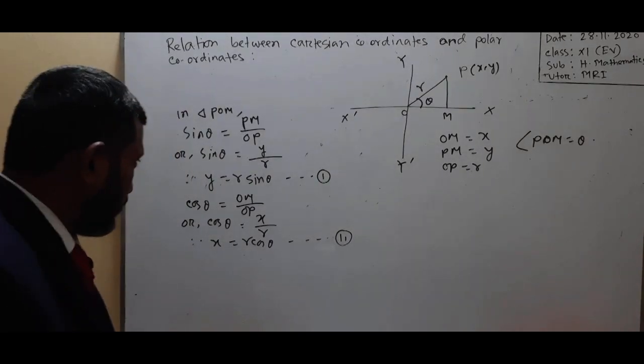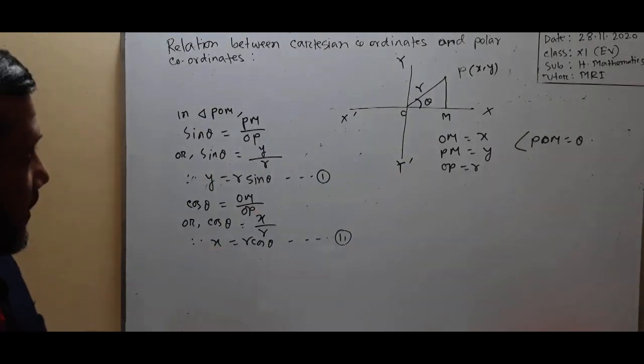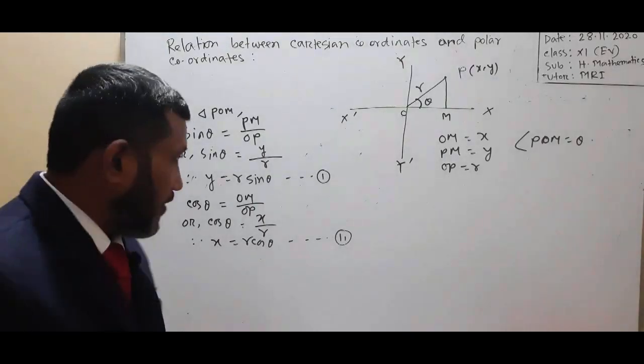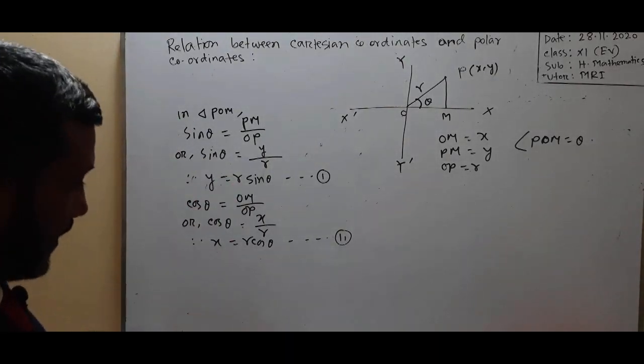This is the relation between Cartesian coordinates and polar coordinates. Now I will find the values of r and theta.